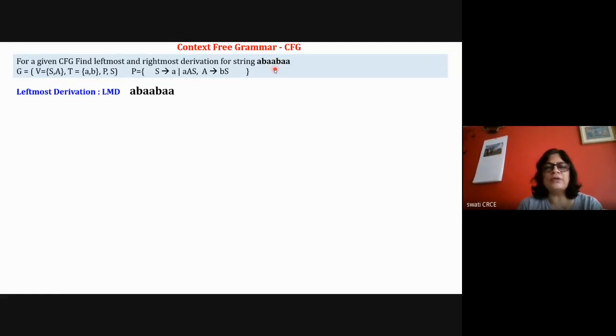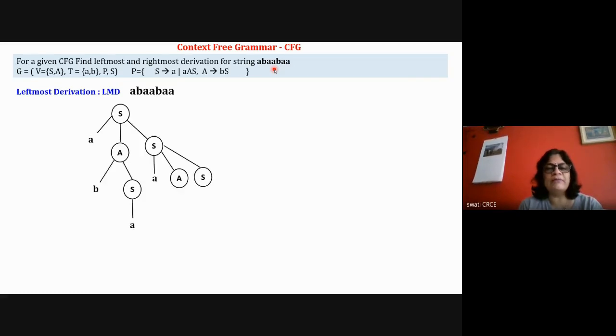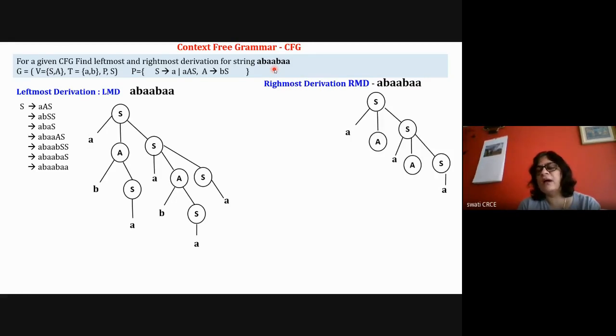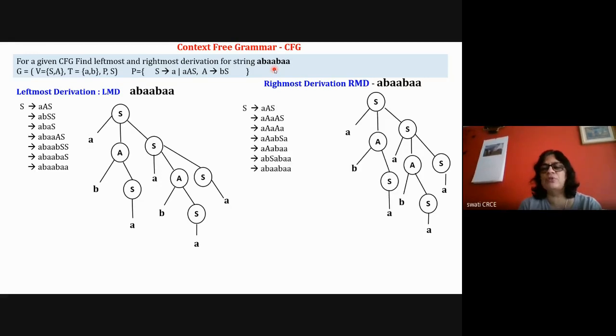So for this particular string, you derive it as a leftmost derivation, where you always go on deriving the leftmost variable. In case of rightmost derivation, you go on deriving the rightmost variable, and then you generate the string which you want. Then you write it in the form of such a derivation. So this is called LMD and RMD, leftmost derivation and rightmost derivation.